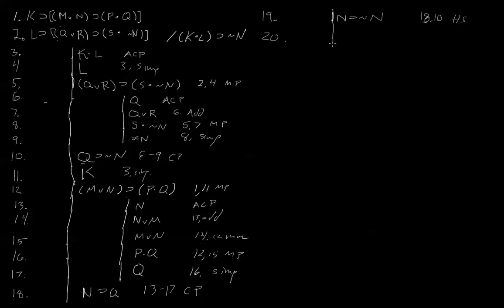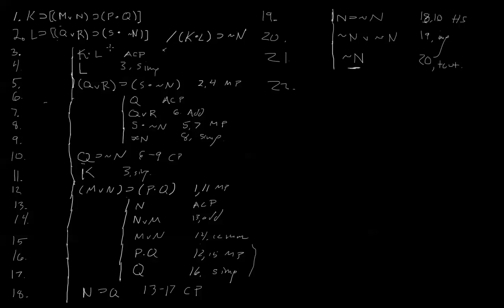Still in my assumption land? Let's use implication. Not N or not N. From 19, implication. Look at this. Oh, I love this feeling. Not N. From 20, tautology. Which means if K and L are true, then we have shown definitively that not N must be true.